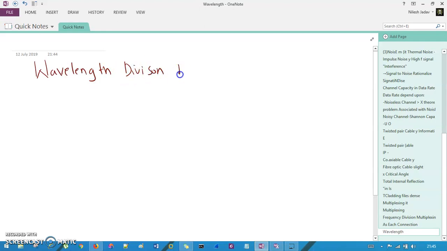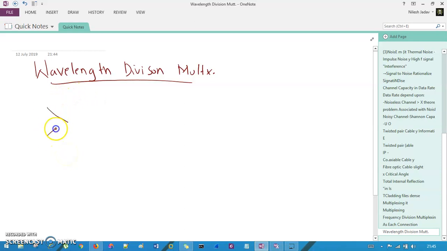Wavelength division multiplexing. Okay. Now, what exactly happens in wavelength division multiplexing? Actually, wavelength division multiplexing uses fiber optic cables. Okay, so the diagram looks like this.